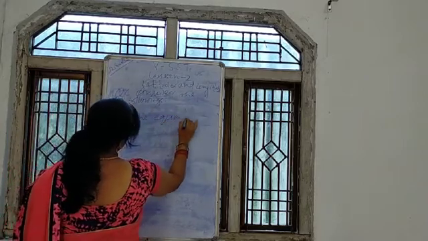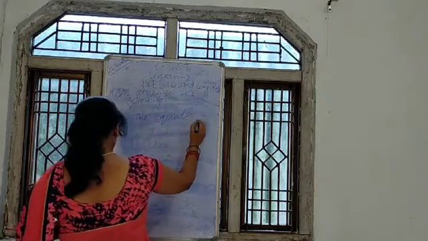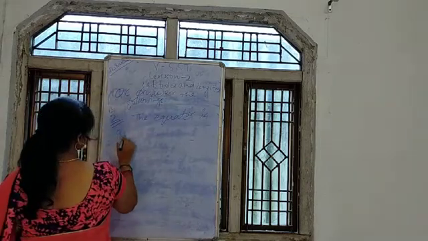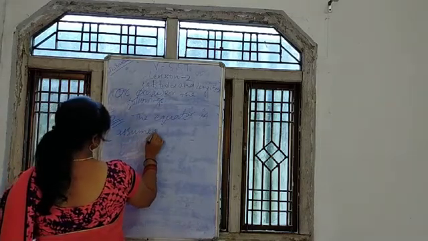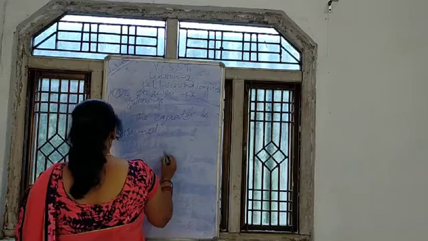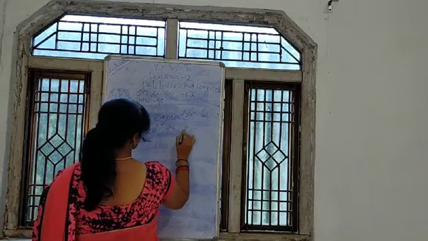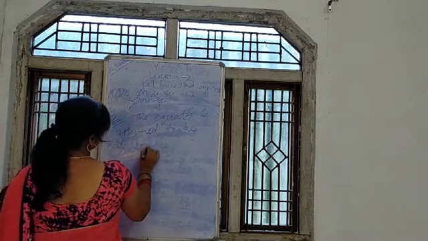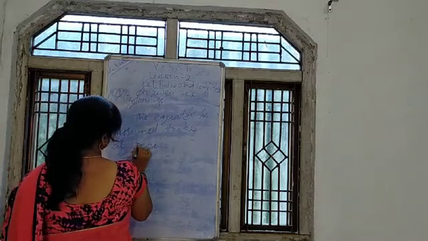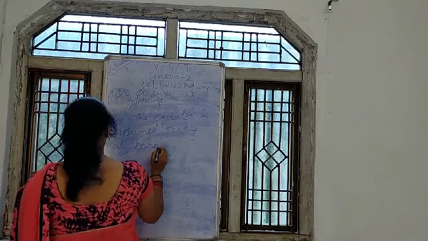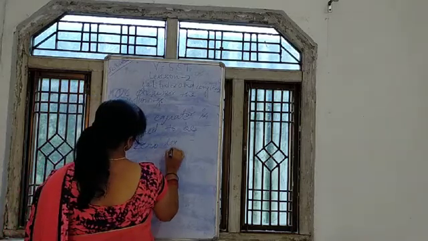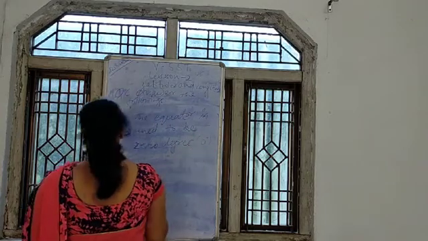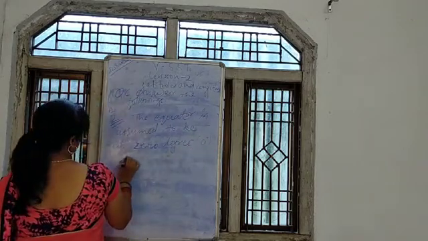Okay, the equator. The equator is assumed to be at 0 degree. Like this you write, 0 degree latitude.